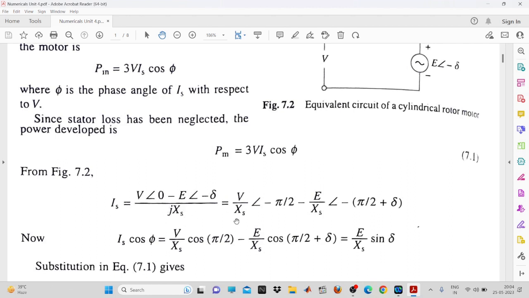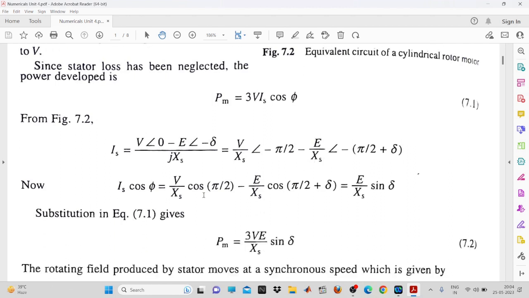So if you are going to simplify this, this one will be minus pi by 2, and here minus delta minus pi by 2. So minus will be common, and inside the bracket you will be having pi by 2 plus delta. Now we want only the horizontal part, so we have taken the cos of the entire equation. So that will be Is into cos phi.